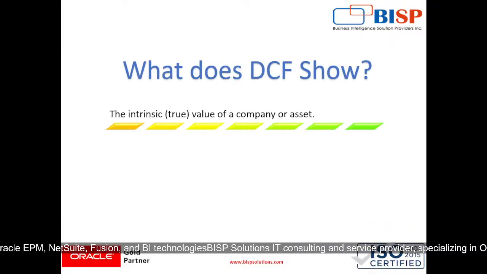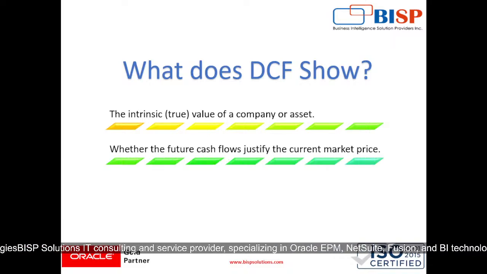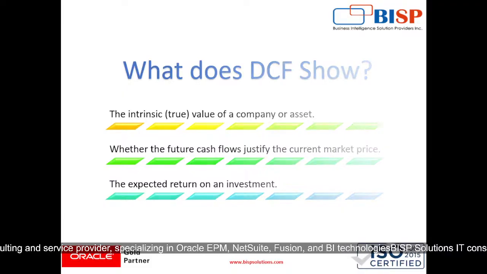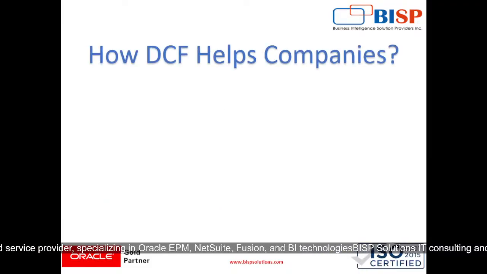So what does DCF show? It shows the intrinsic value of a company or asset, whether the future cash flows justify the current market price or not, and the expected return on an investment. So how does DCF help companies?